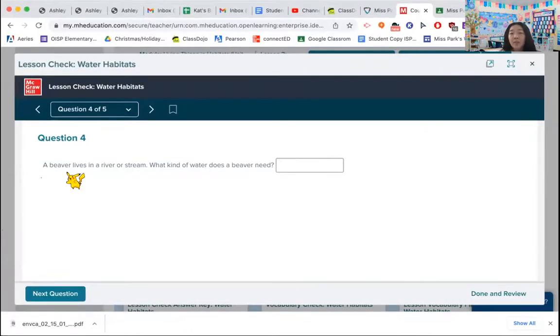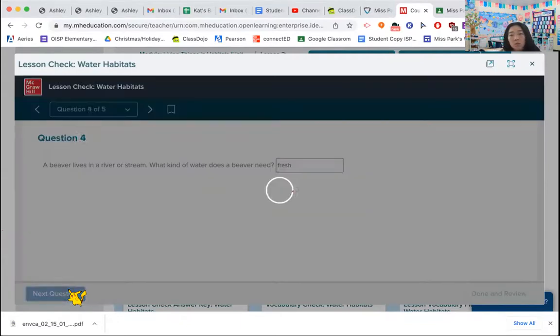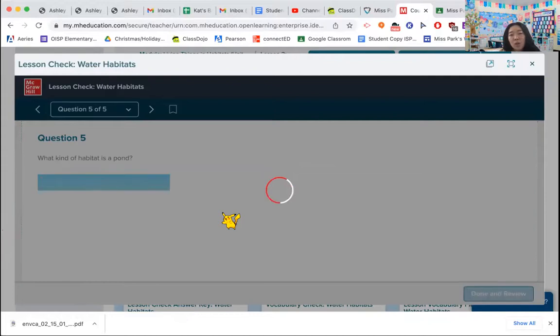Okay, a beaver lives in a river or stream. What kind of water does a beaver need? Is it salt water or fresh water? Fresh water. And I don't know if it's one word or two words, but you could draw anything you want. Okay, and then last question, number 5.